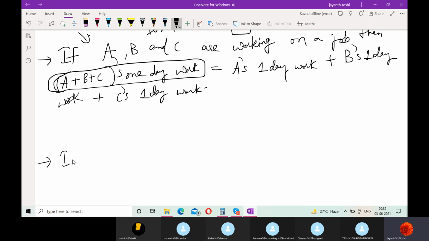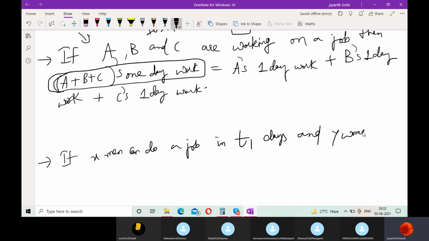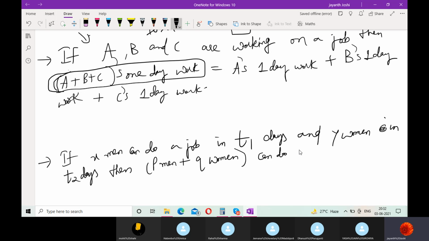See, if X men can do a job in T1 days and Y women in T2 days, then P men plus Q women can do the work in how many days? 1 by P by XT1 plus Q by YT2 days. All of you just make a note of this.